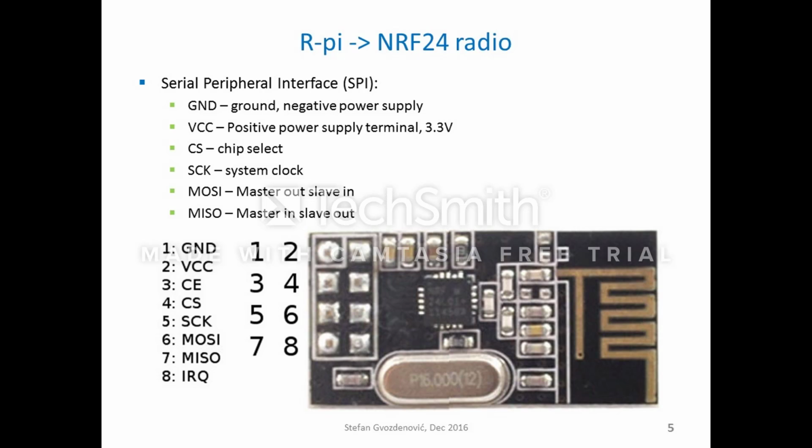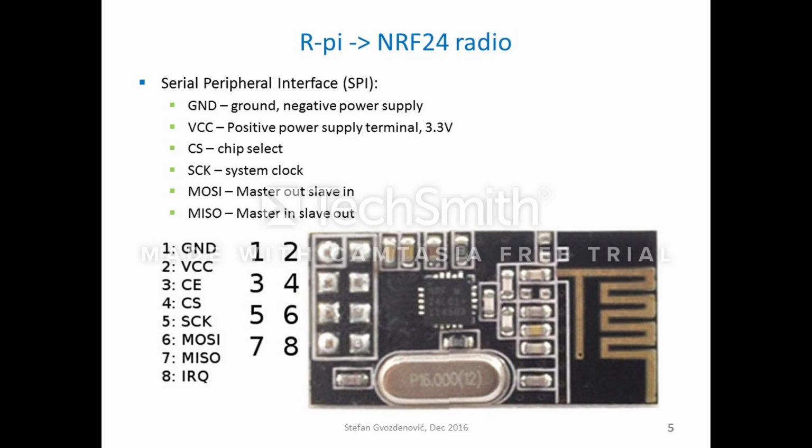The Raspberry Pi interfaces with the radio through Serial Peripheral Interface or SPI. These are the SPI signals. GND is ground, the negative power supply. VCC is the positive power supply. In this case, 3.3 volts logic is used. Chip select is used in cases where there are several SPI devices on the same bus, so the master, in this case the Raspberry Pi, has to be able to select which device it wants to talk to.